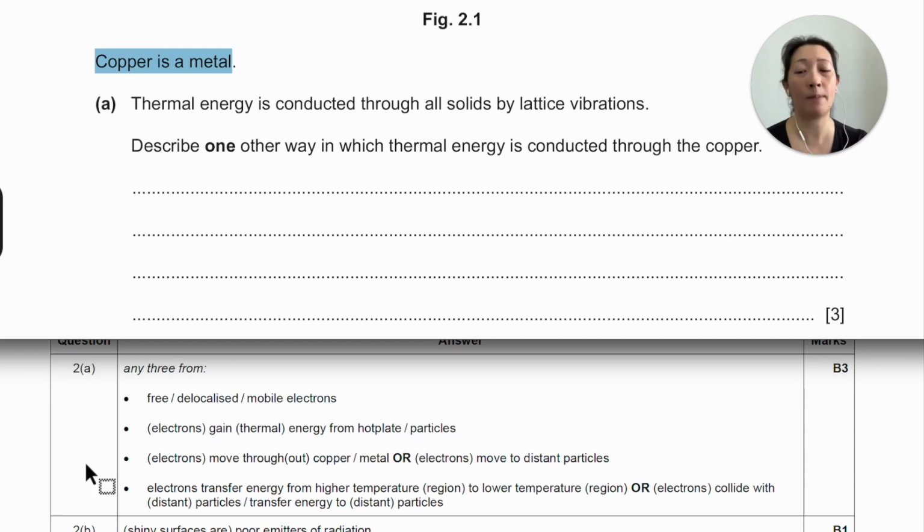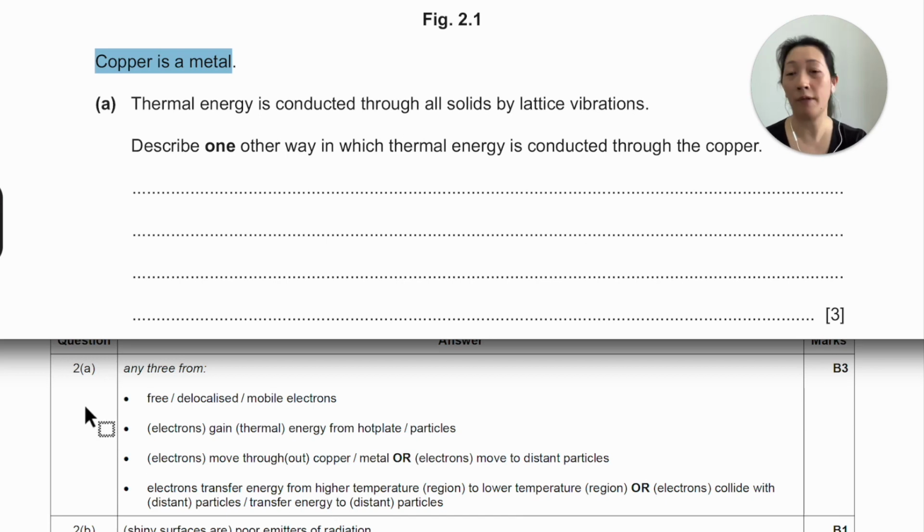1 more mark can be awarded for the mention of how this energy is transferred. So the electrons can transfer energy from higher temperature to lower temperature, which is based on the concept of temperature gradient. If you can recall, thermal energy is always transferred from higher to lower temperatures. So the mention of this can get you 1 mark. Or you can mention that these electrons collide with other particles, or that they transfer energy to the distant particles.